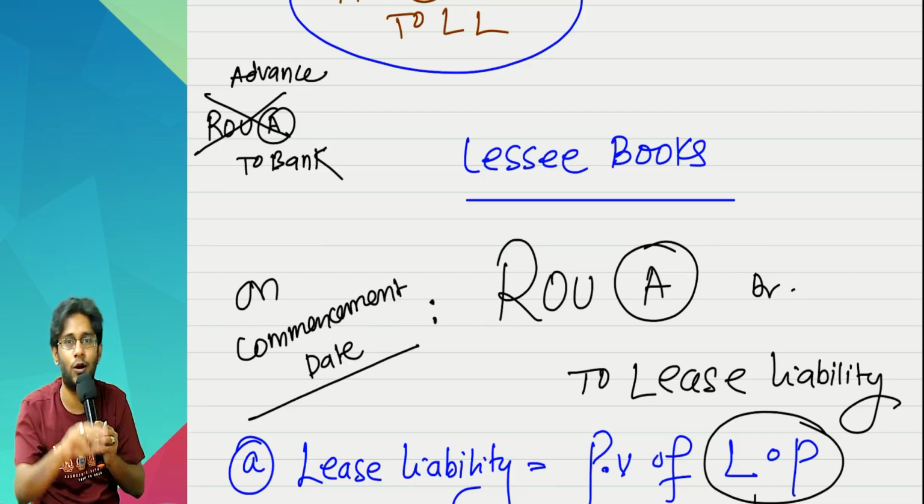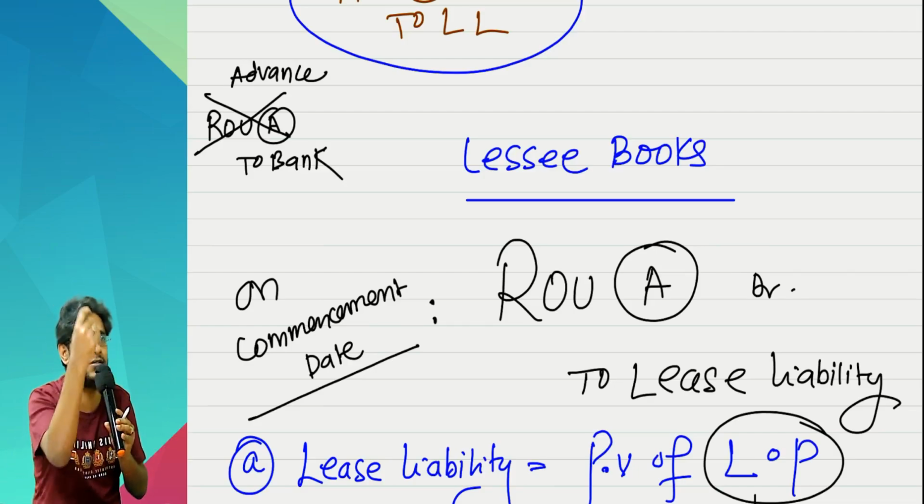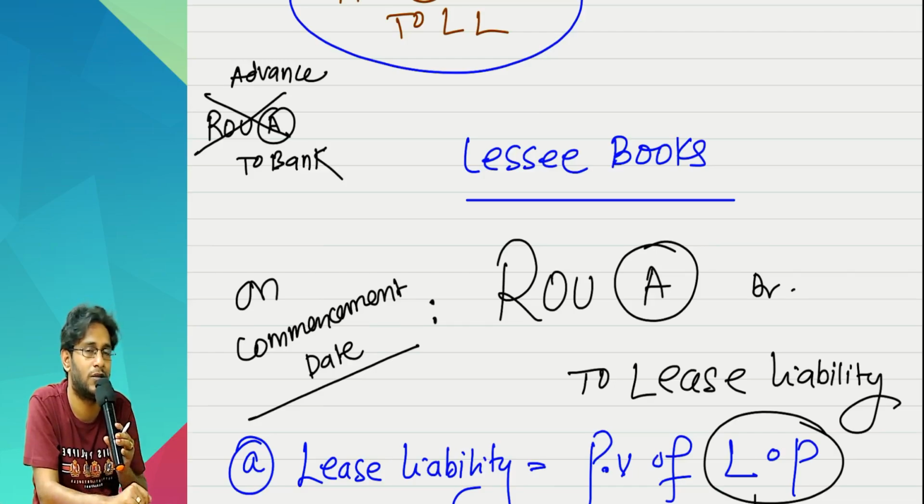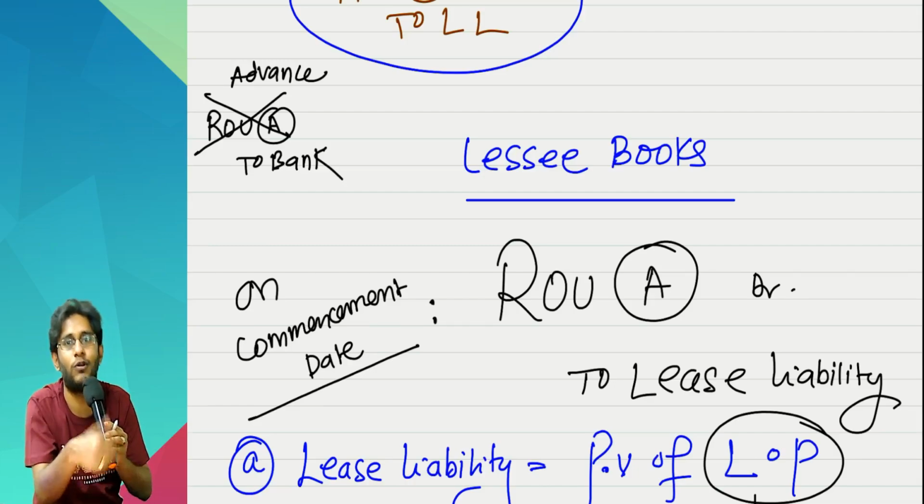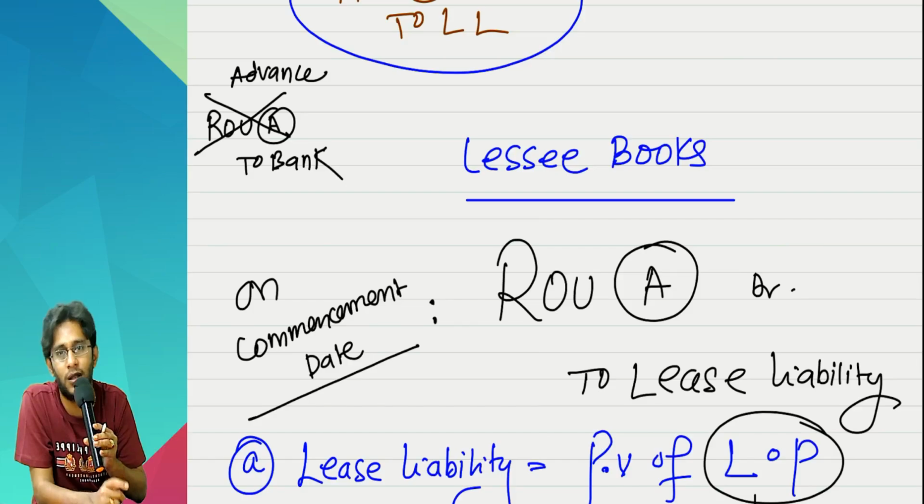The advance on account I will cancel and I will adjust it to ROU asset. Sir, what about lease liability? What liability? You paid already, no? Liability means what? Whatever is not paid will become liability. Whatever you already paid, why will I adjust it to lease liability?